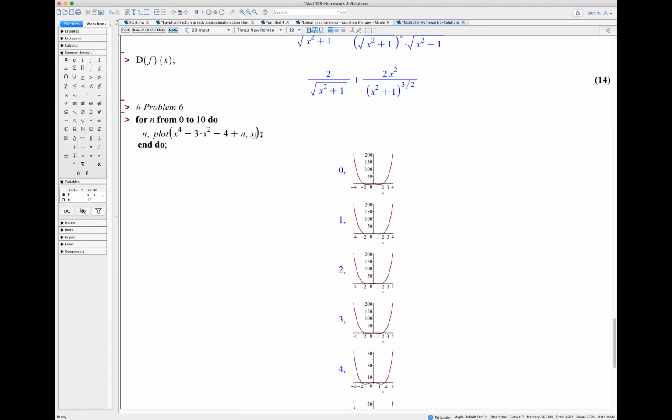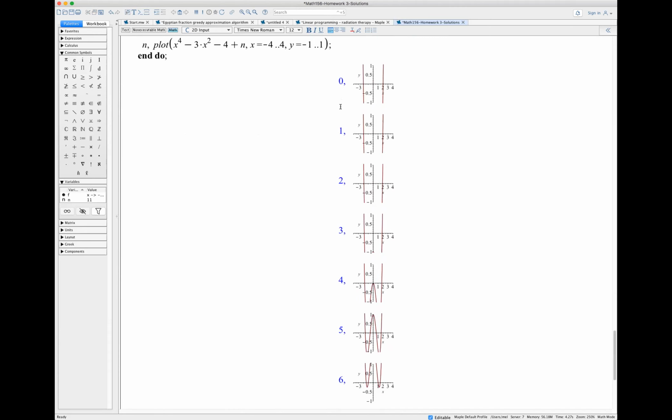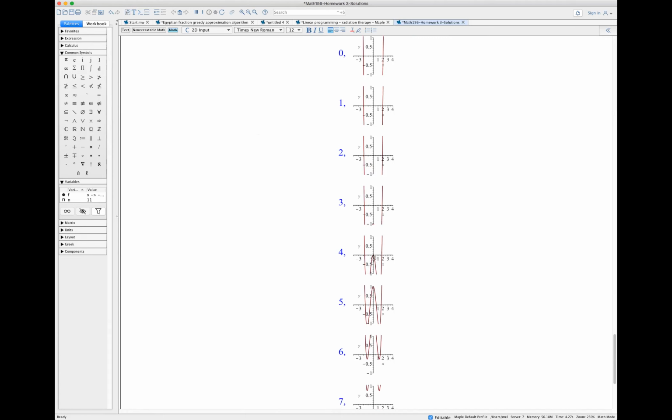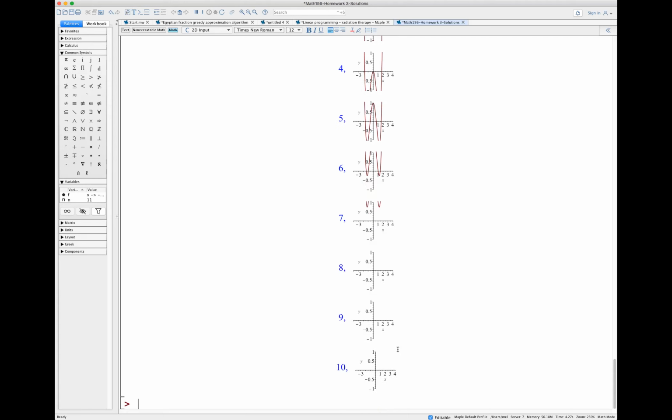Let's try something else. Suppose I write this as x goes from -4 to 4, and y goes from -1 to 1. So here, this crosses the x-axis at 2 places. This is 2, this is 2, this is 2. This looks like it crosses at 3, 4, 4, and the rest, none. So for which of these graphs does the function have no solution? 7, 8, 9, and 10.